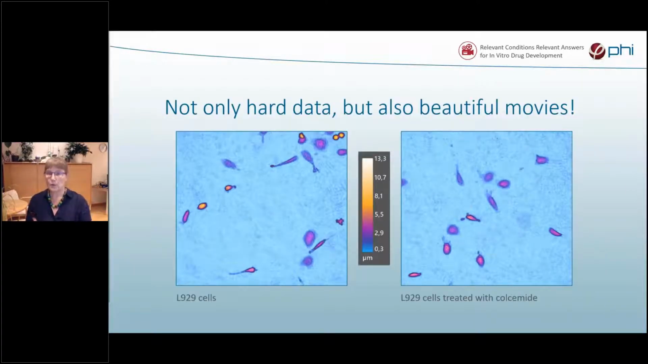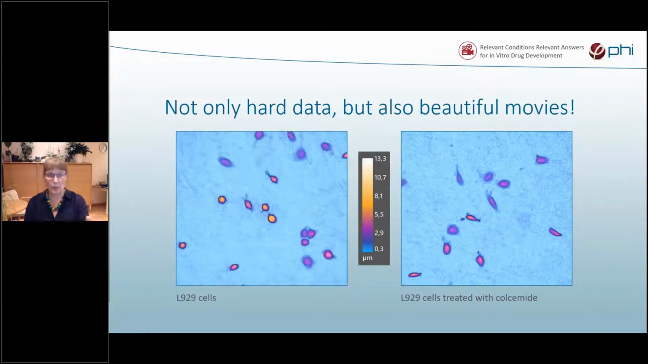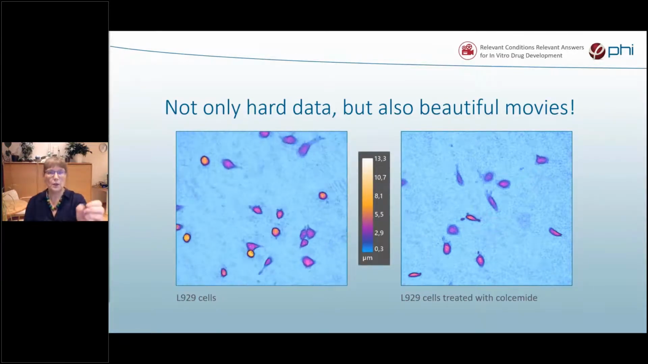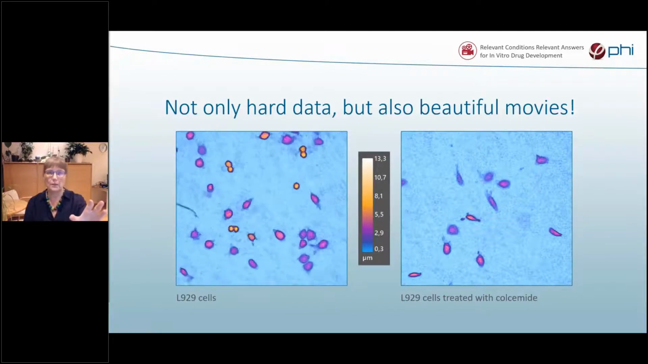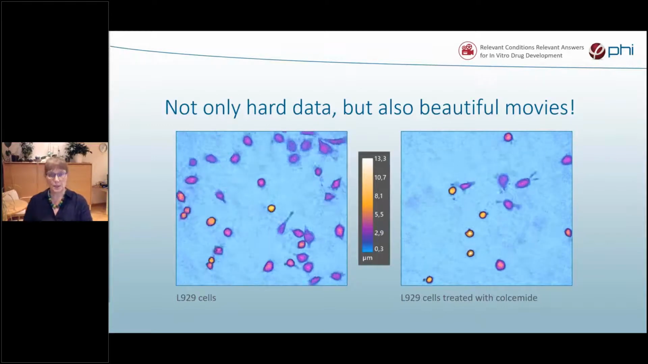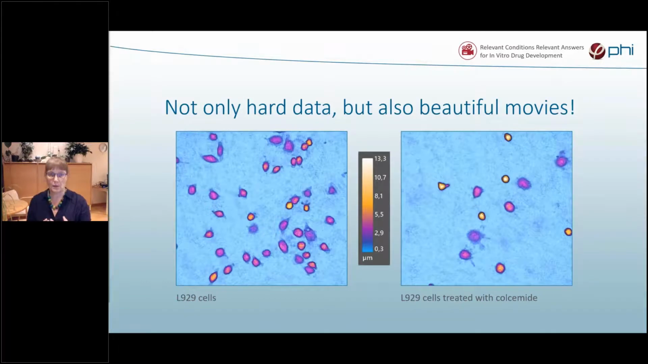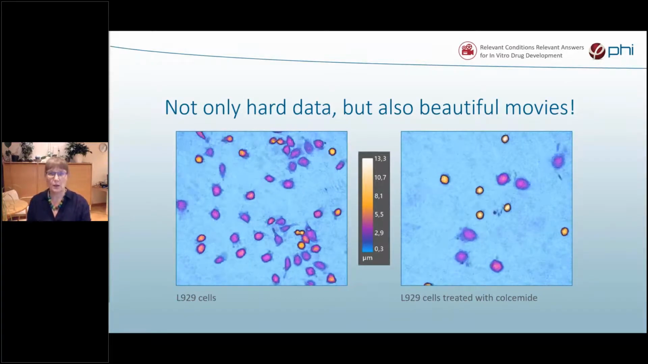The HoloMonitor does not only provide lots of data, but it also creates beautiful images and movies. So in these two movies I'm going to show now, the thickest cells are yellow. Keep an eye open for those. So to the left, there is control, untreated L929 cells. And you see when they become yellow, they then pop and divide. To the right, cells are treated with colcemid. You can see they also round up and become quite thick, but they never pop and divide. They just flatten out again.